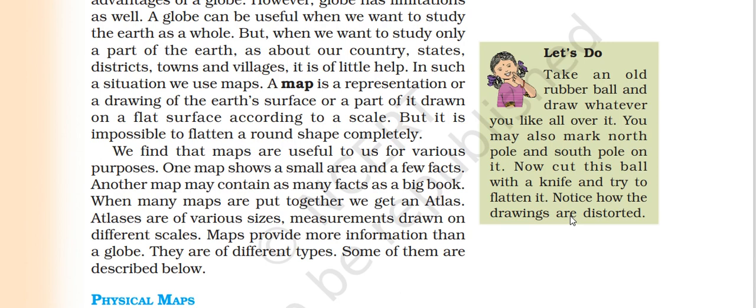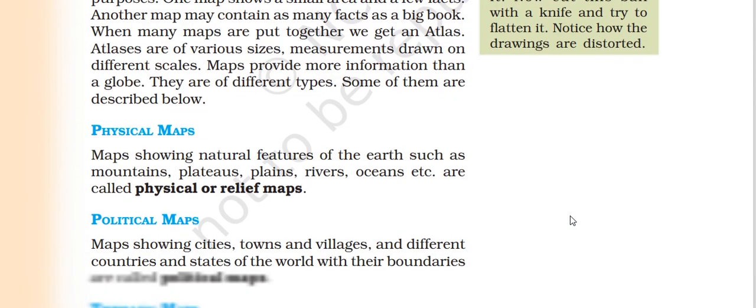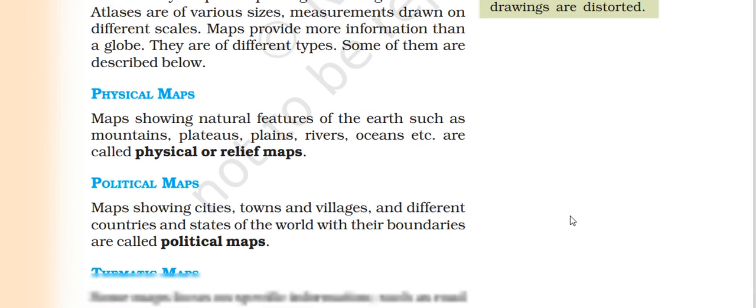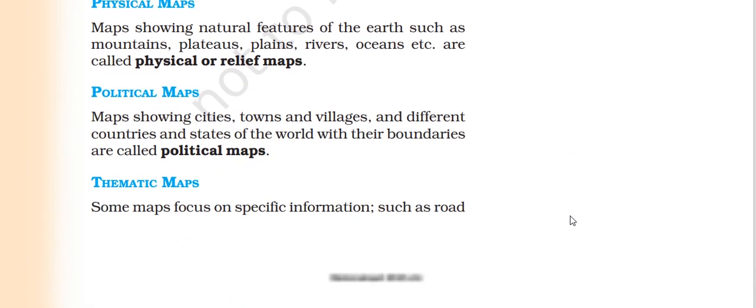Maps provide more information than a globe. They are of different types. Some of them are described below. Physical maps: maps showing natural features of the earth such as mountains, plateaus, plains, rivers, and oceans are called physical maps. Maps showing the cities, towns, villages, and different countries and states of the world with their boundaries are called political maps.